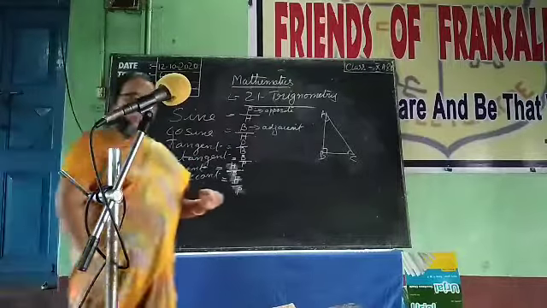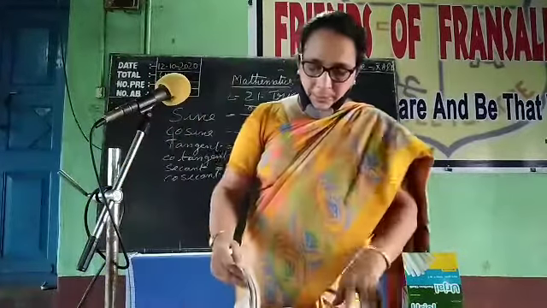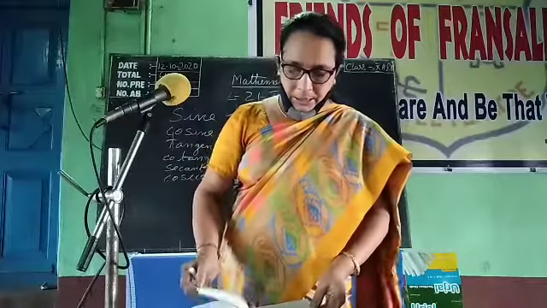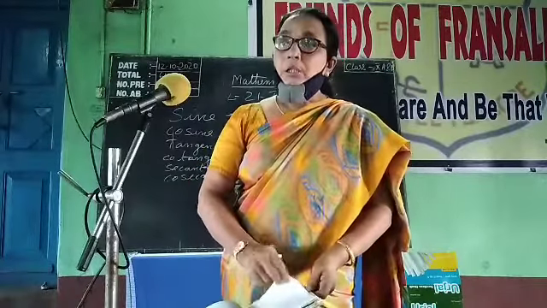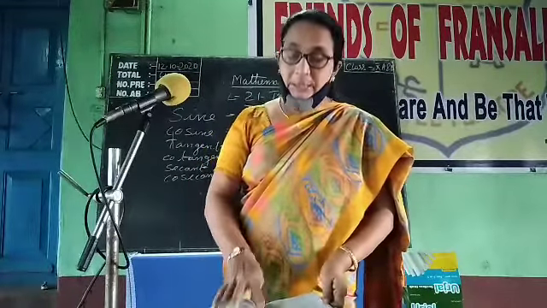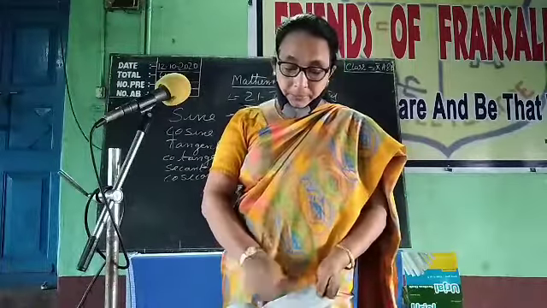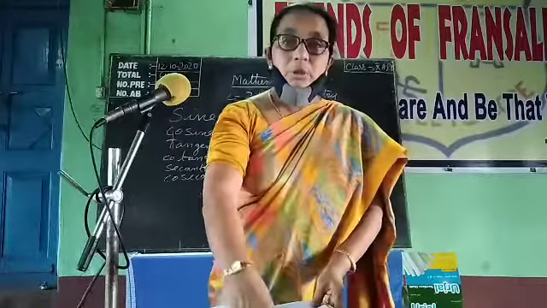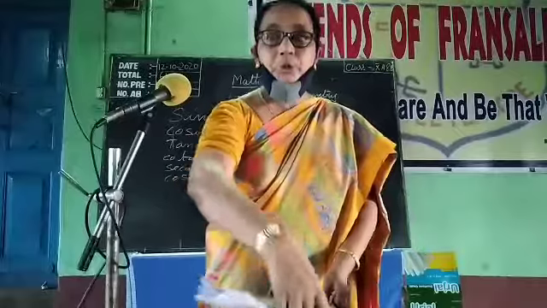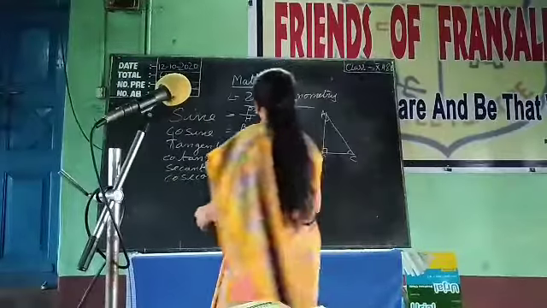And we learned some relations also. What are those relations? The reciprocal relations. What are the reciprocal relations you learned? Sin A is equal to 1 by cosec A.